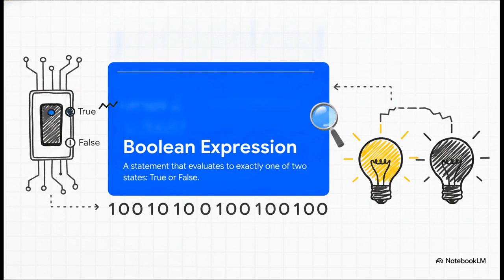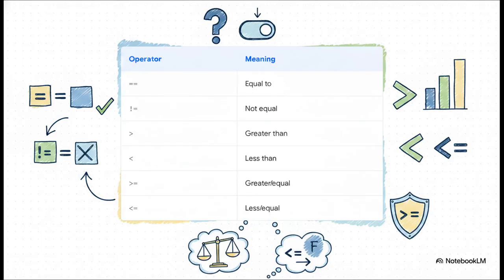Think of a Boolean expression kind of like a simple light switch on our whiteboard. It is either perfectly true, meaning the light is on, or perfectly false, meaning the light is off. It's the ultimate binary decision. But you might be wondering, how do we actually flip that switch?